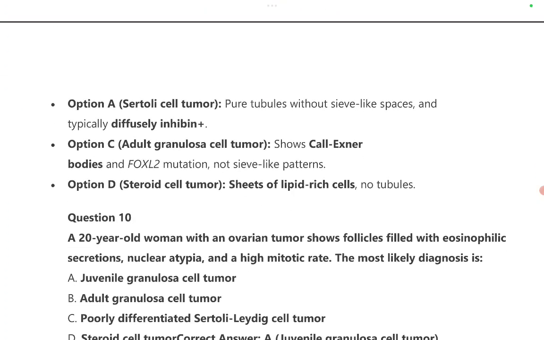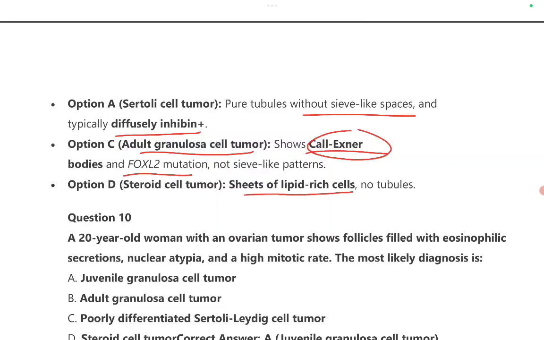So Sertoli cell tumors appear without sieve-like spaces and are diffusely inhibin positive, whereas adult granulosa cell tumor has its own typical morphology, that is with microfollicles, Call-Exner bodies, and with FOXL2 mutation. Steroid cell tumors show sheets of lipid-rich cells with no tubules.